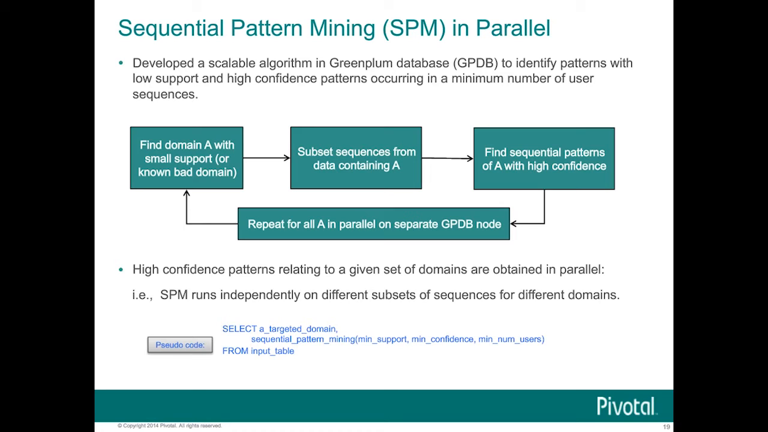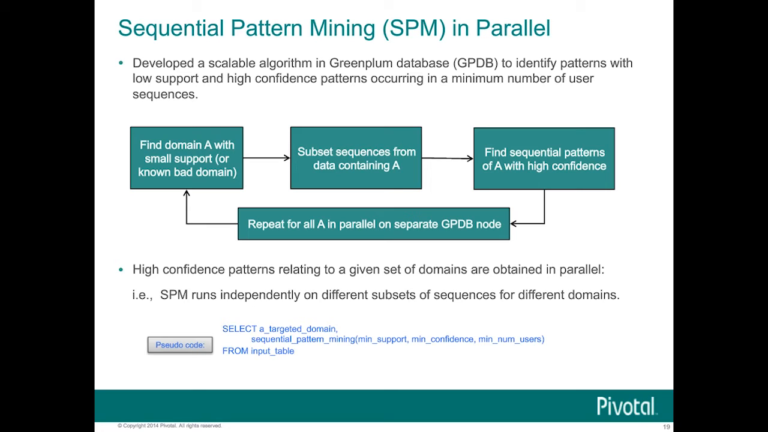So the beauty of the MPP architecture is that the data corresponding to each domain can be distributed across a different GPDB segment node. And hence all the computations, the algorithms, can be executed in parallel instead of happening sequentially. That way it is much faster and very highly scalable. So the high confidence patterns relating to a given set of domains are obtained in parallel in this way. That is, the sequential pattern mining algorithm runs independently on different sets of sequences for different domains.